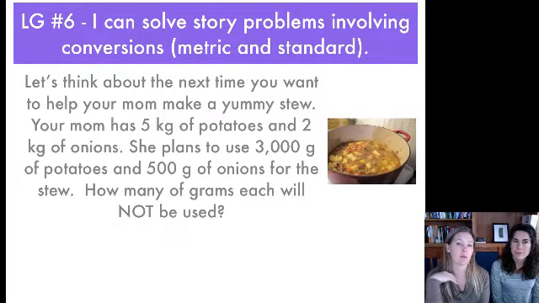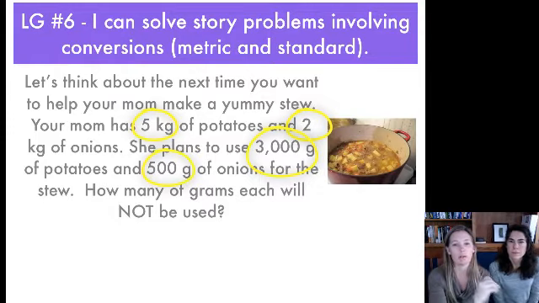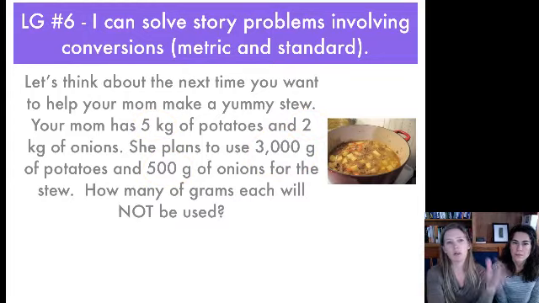Think about the next time that you want to help your mom make a really yummy stew. Your mom has 5 kilograms of potatoes and 2 kilograms of onions. She's going to use 3,000 grams of the potatoes and 500 grams of the onions for the stew. So how many grams will not be used? So there's a lot of pieces and parts to this question. So just think about what it's asking.